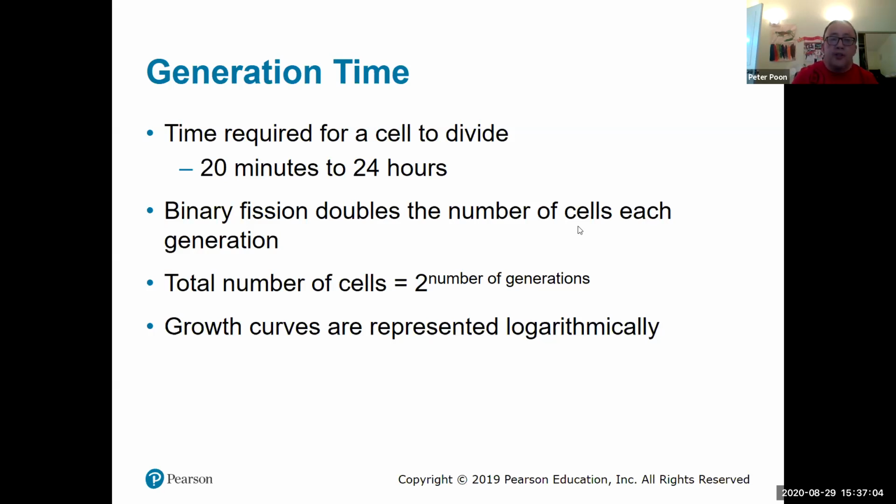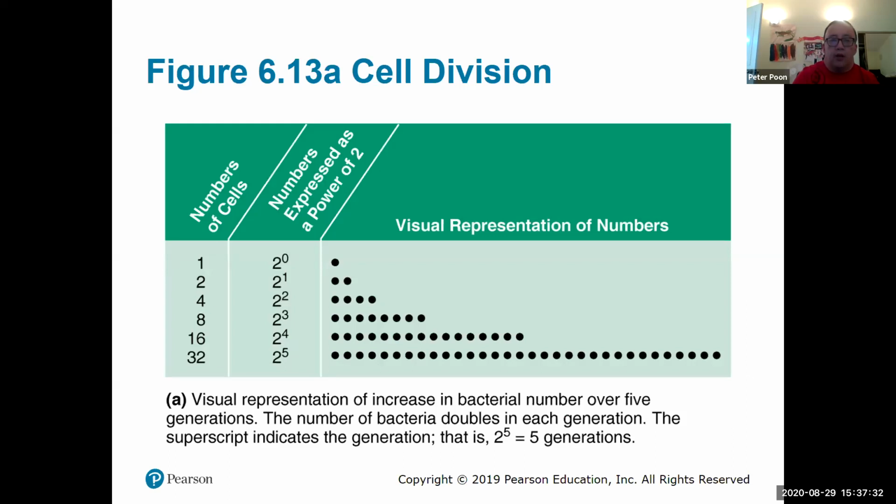The total number of cells is 2 to the n, where n is the number of generations. And that's assuming you're starting off with one cell. If you're starting off with three cells or something like that, it is 3 times 2 to the n. So you can see that there.